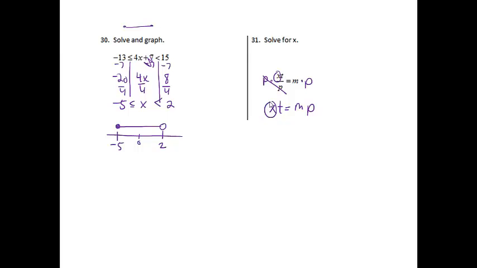I'm going to circle the x again because that's what we want to solve for. When it says x t, that means multiply. So to get rid of multiply, we are going to divide both sides by t. So now I'll have x equals m p over t, and it now says x equals, so we are done.